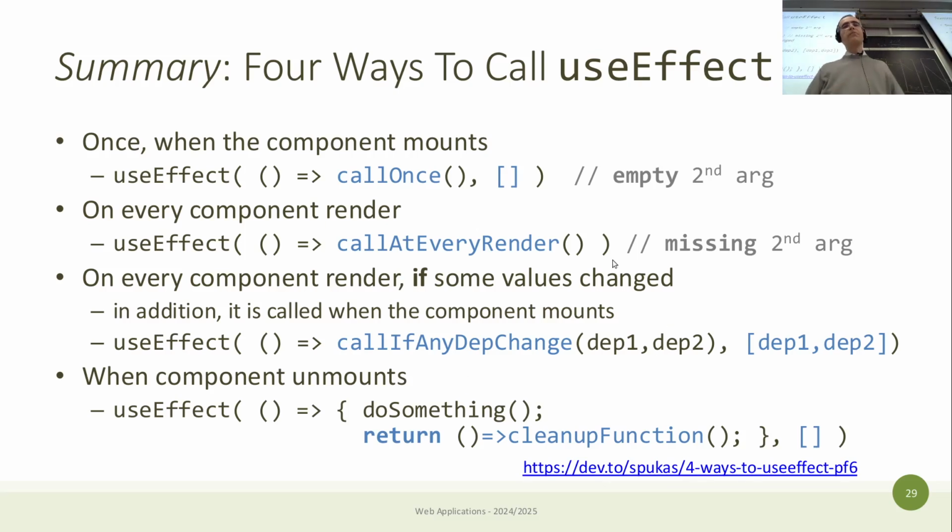So in summary, there are four ways to call the useEffect. An empty array of dependencies runs only at mount time. No second parameter runs at every render, which is the least useful of all. A list of dependencies runs only when at least one of the values has changed. And when the component unmounts, you have the opportunity to do some cleanup by returning a function that does the cleanup from the callback that you pass to the useEffect.